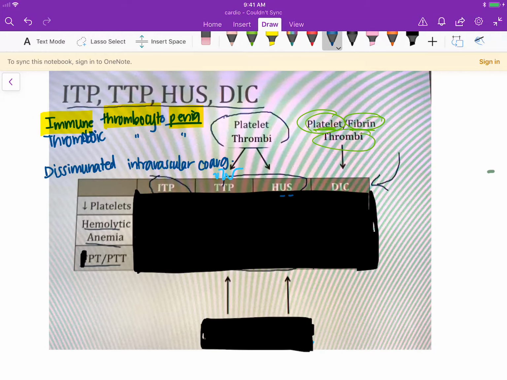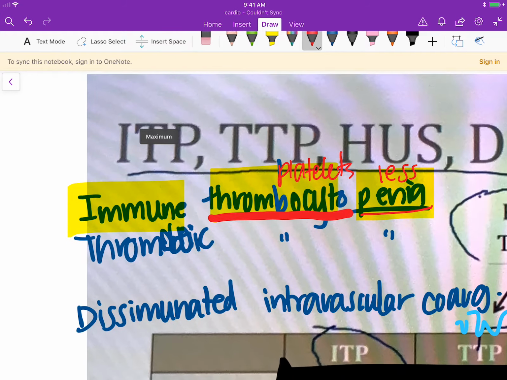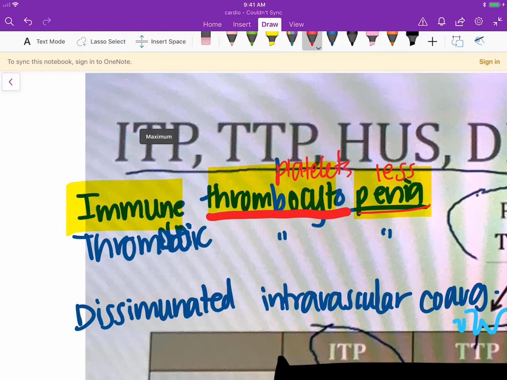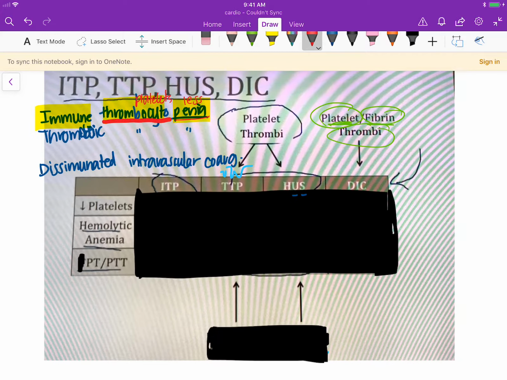Thrombocytes are platelets. So this refers to platelets right here. So this means platelets. Penia means less. Thrombocytes means platelet. And immune means, you already know what immune means. So this is platelets, less. So you have less platelets due to some kind of immune problem. So let's talk about ITP.